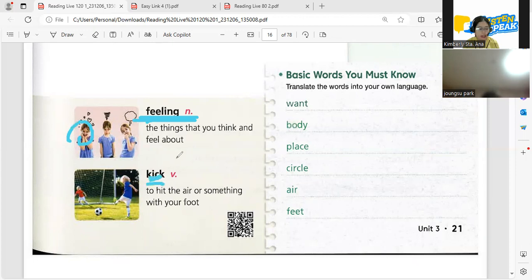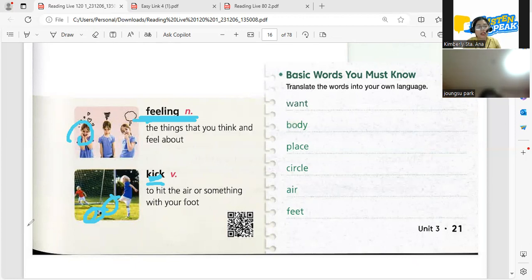Okay, how about this one? What is this? Kick. So we use kick to hit something. We use our foot to hit something, like in soccer. Do you play soccer? Yes. So how do you kick? You use your foot. Do you use your hand to kick? Jimin, do you use your hand to kick? No. No, you use your foot to kick.